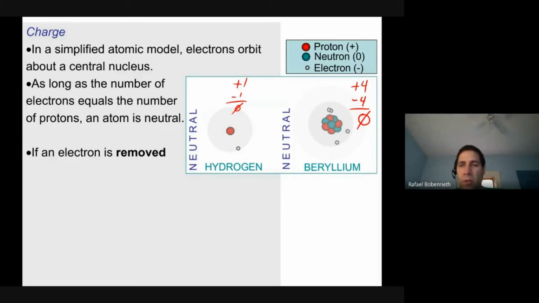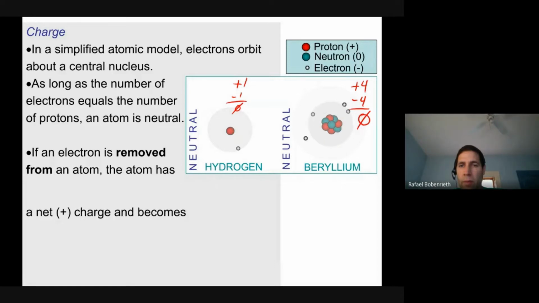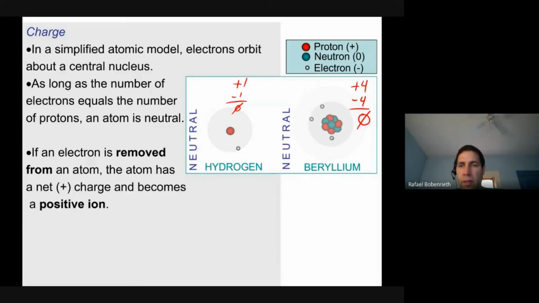But if I take away an electron, you ready for this? Here we go. Where's it going to go? When's it going to go? There it goes. If an electron is removed from an atom, then what happens? This charge balance has been interrupted or disrupted. And now I no longer have -4, but it's now -3, which means now I have a +1. I have a positive ion, and the beryllium is positively charged. A positive net charge because it has more protons in the middle than it has electrons orbiting it.